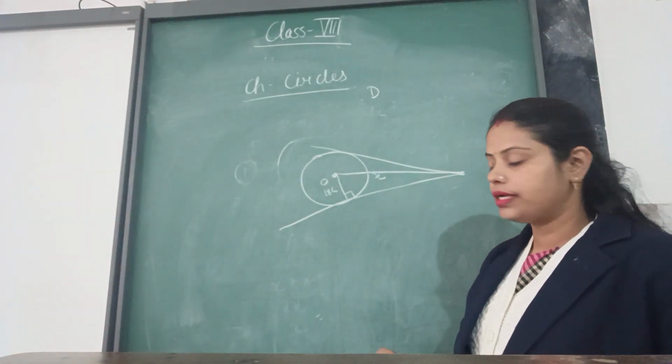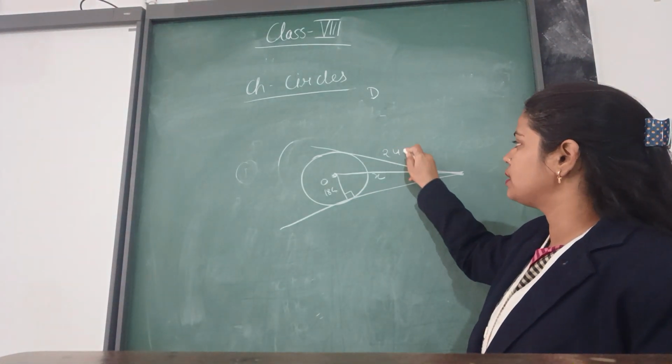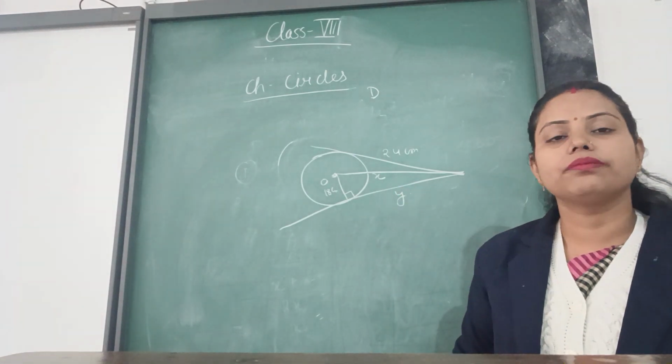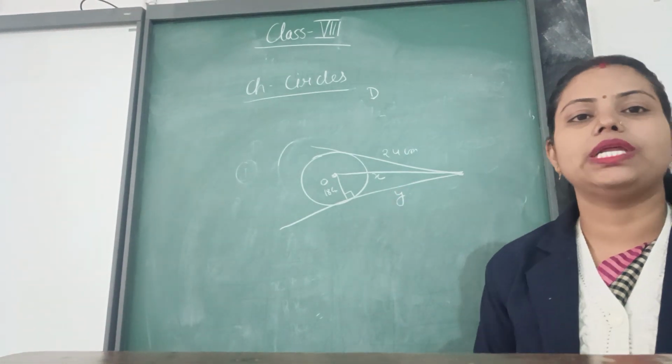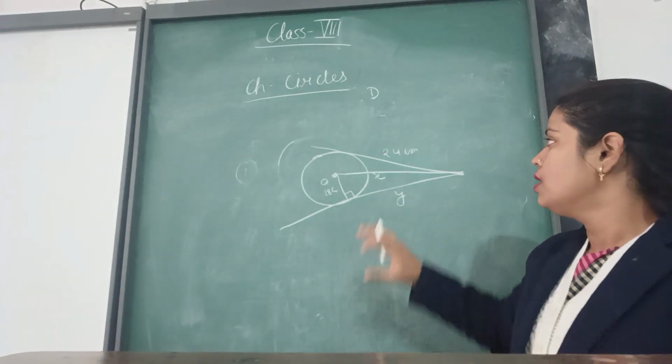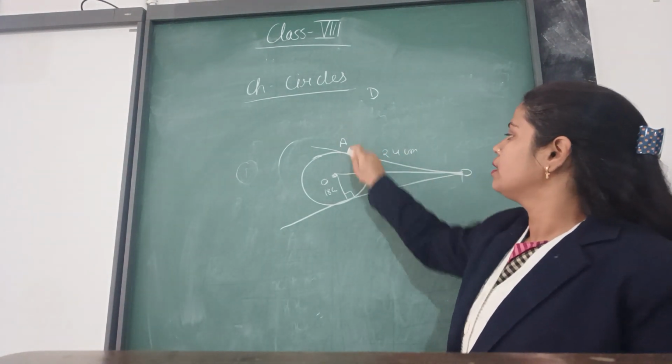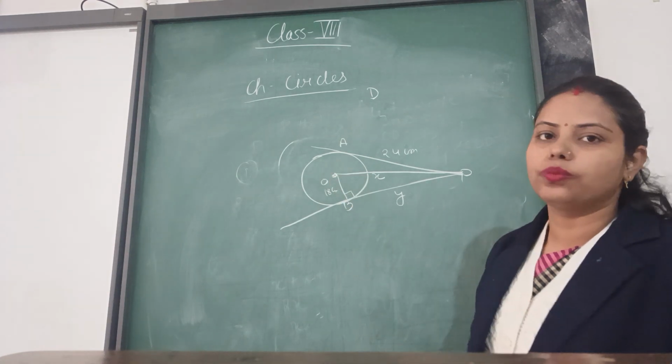We'll draw a 90-degree angle. This is x, this is 24 centimeter, and this is y. So the question is asking us to find out the value of x and y. From here, let us write down the names P, A, B, and this one is O.